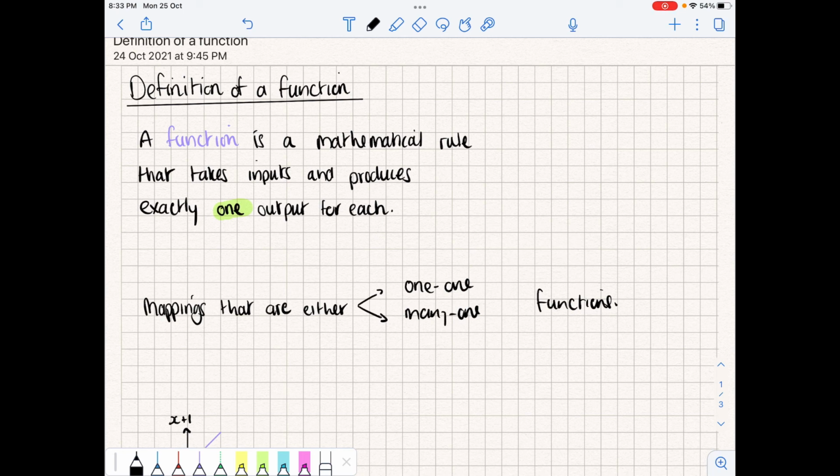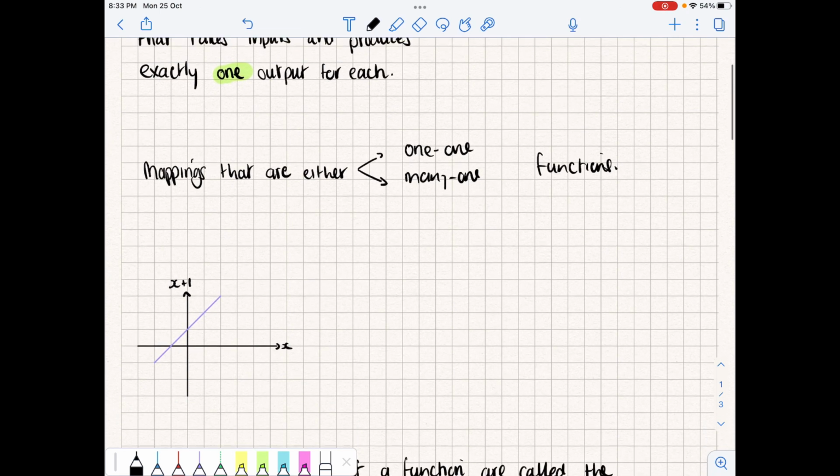Now we can express these functions similar to the way we express mappings. So if we take the mapping x is mapped onto x plus 1, if we wanted to express this as a function, we could express the function as f: x is mapped onto x plus 1. And usually we will say that x is an element of the real numbers. In other words, we're just saying that it could be any value of x. So integers, rational, irrational numbers, etc.